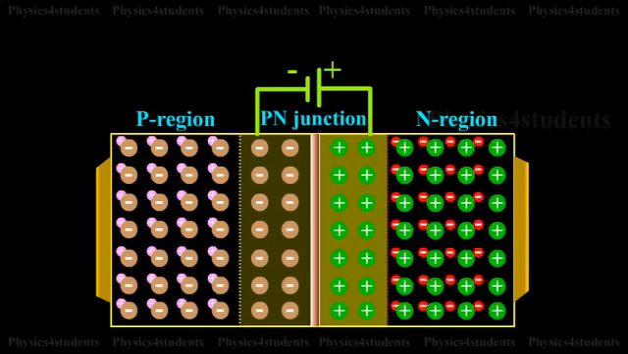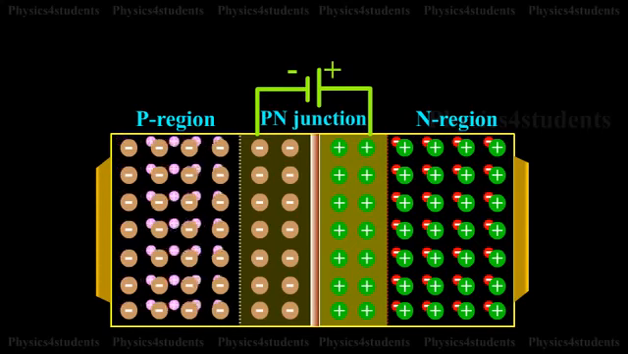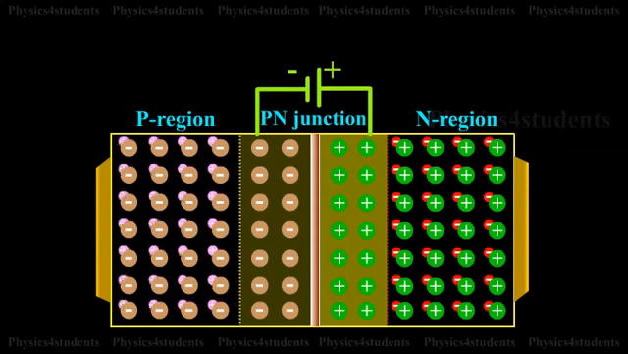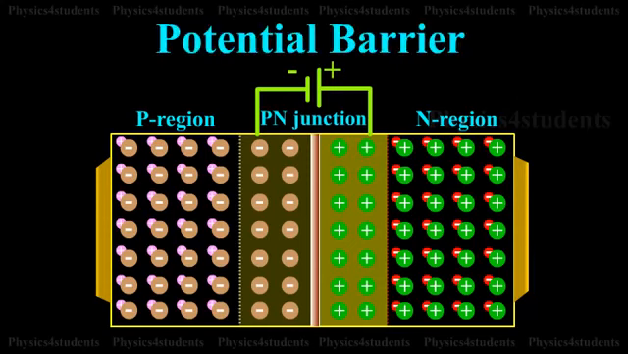Therefore, electrons in the N side are prevented from going to the lower potential of P side. Similarly, holes in the P side find themselves at a lower potential and are prevented from crossing to the N side. Thus, there is a barrier at the junction which opposes the movement of the majority charge carriers. The difference of potential from one side of the barrier to the other side is called a potential barrier.